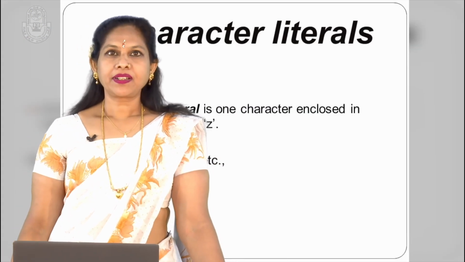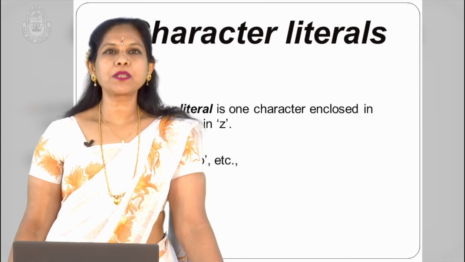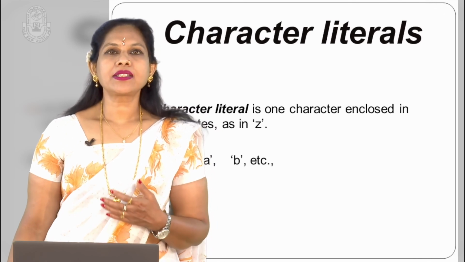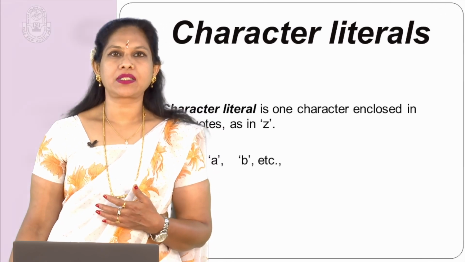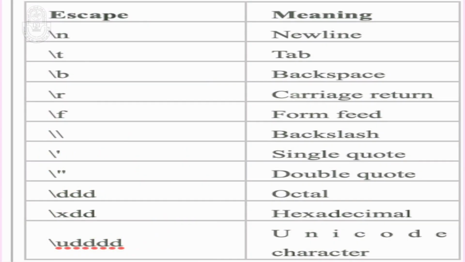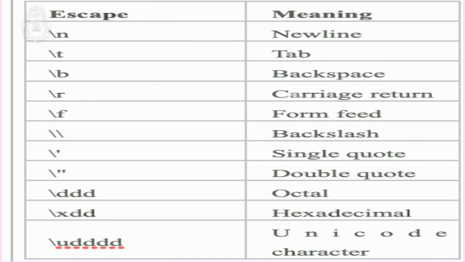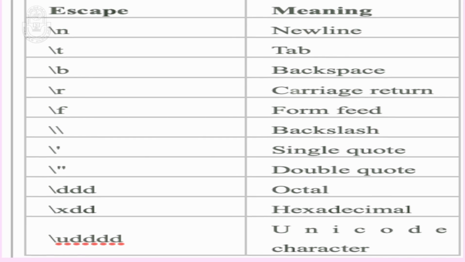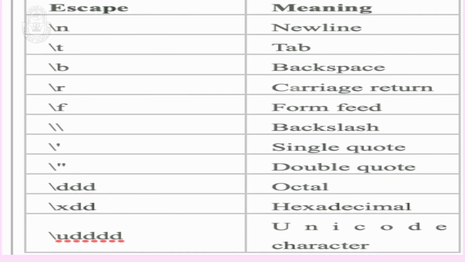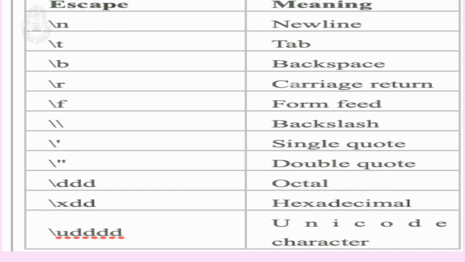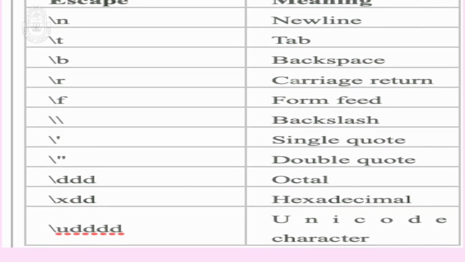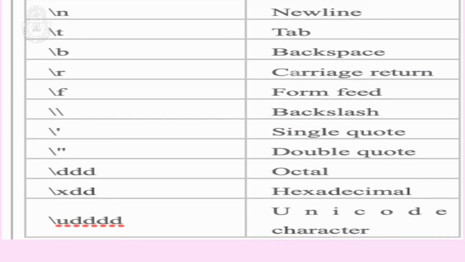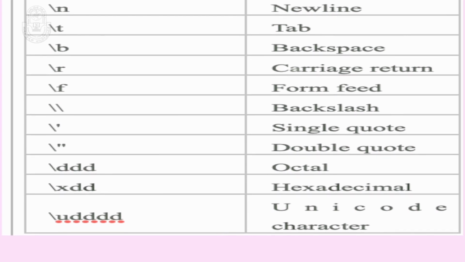Character literals. Character literals are expressed by a single character enclosed within single quotes. Characters are stored as Unicode characters. Escape sequences: \n is new line, \t is tab, \b is for backspace, \r is for carriage return, \f is for form feed, \\ is for backslash, and backslash with a single quote will give you the single quote.